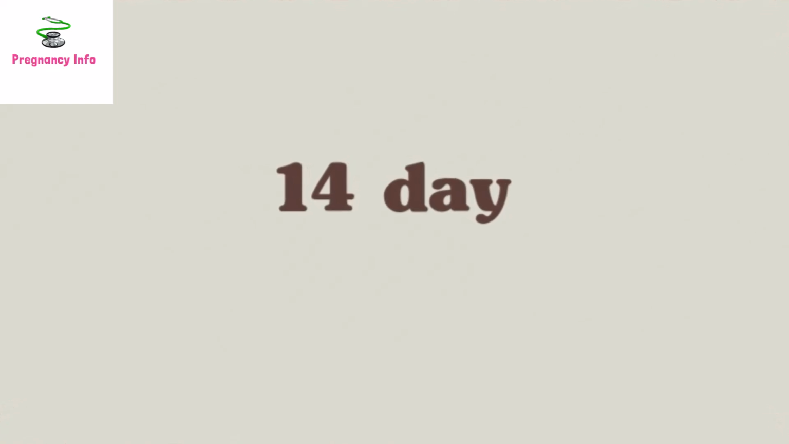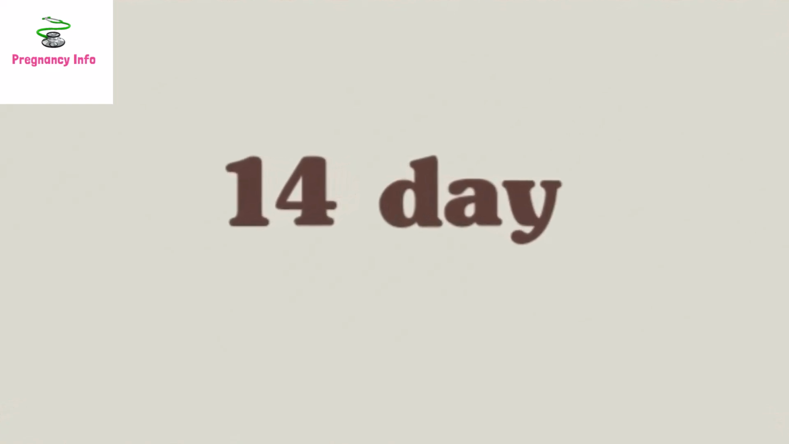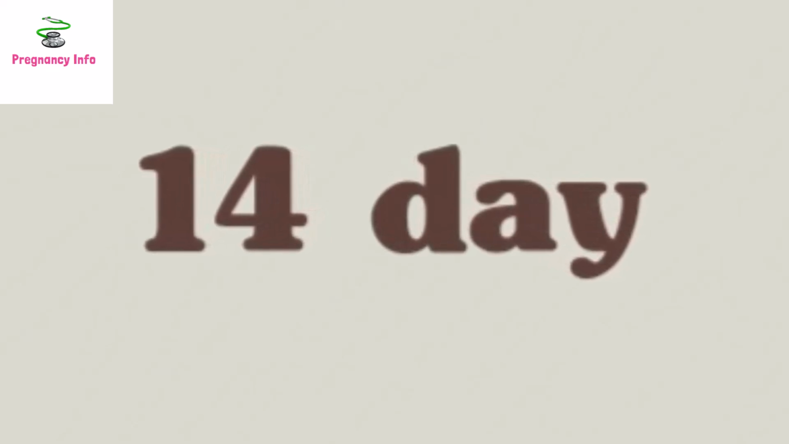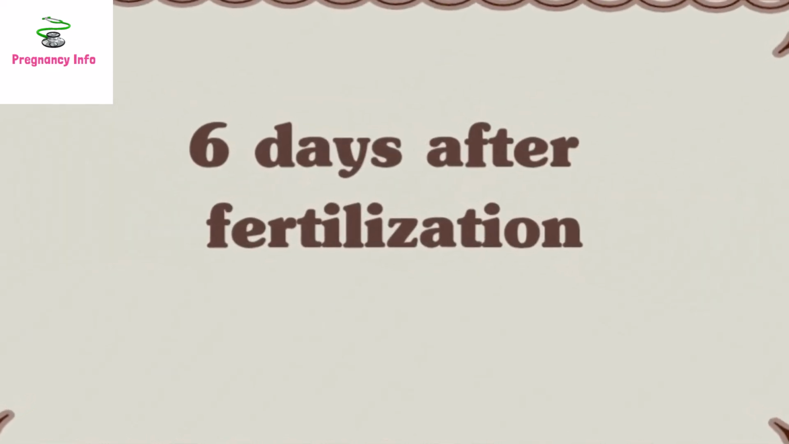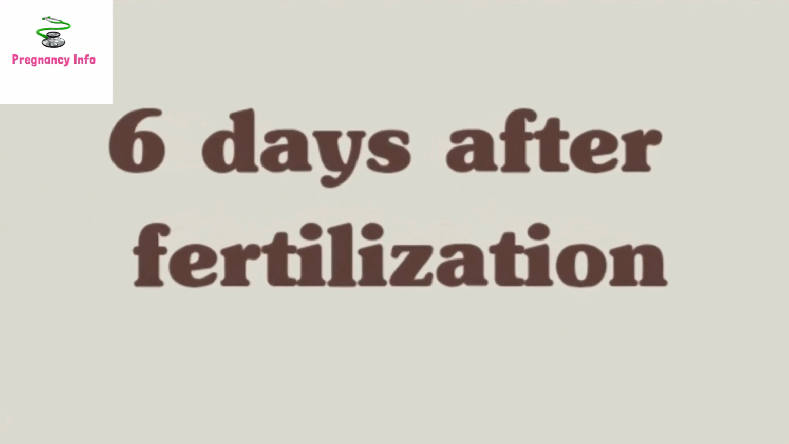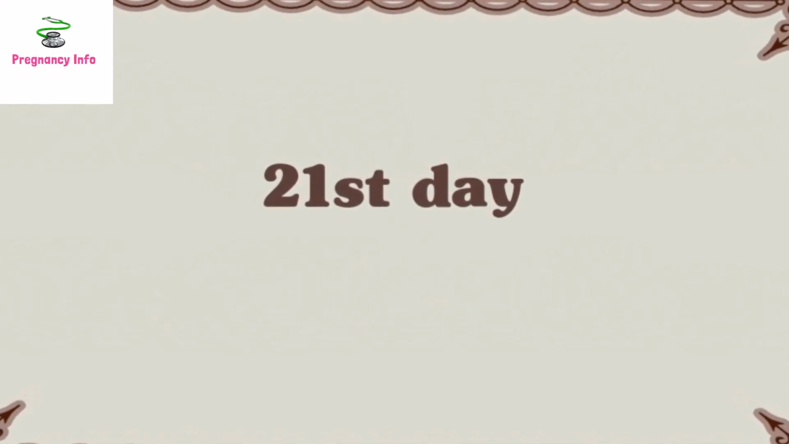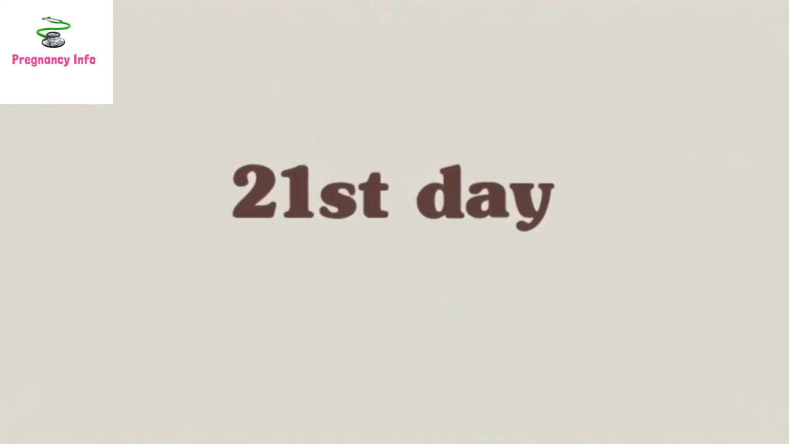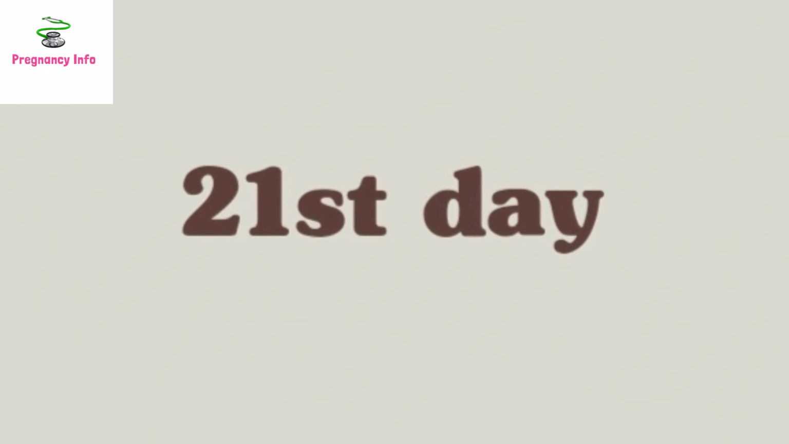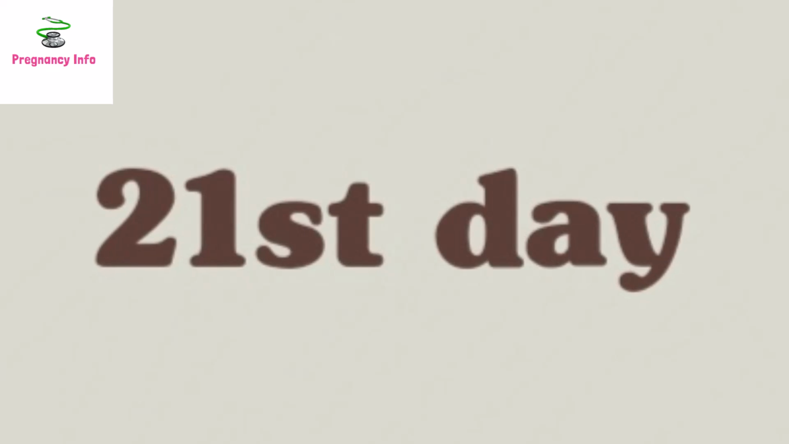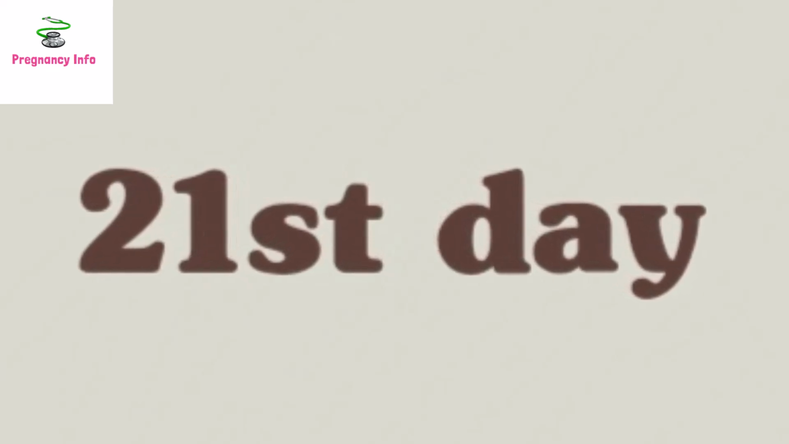The first day is the first day of menstruation. On the 14th day from the first day of menstruation, ovulation occurs. Fertilization happens between 12 to 24 hours after ovulation. Around 6 days after fertilization, the fertilized egg implants into the uterine wall. Around the 21st day from the first day of menstruation, if fertilization and successful implantation occur, the woman is considered pregnant. However, a pregnancy test will only be positive 5 to 7 days later.